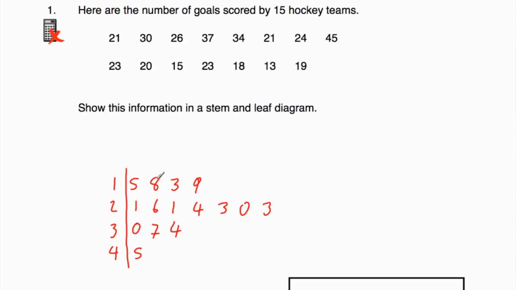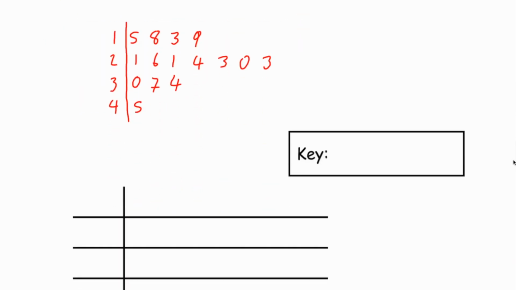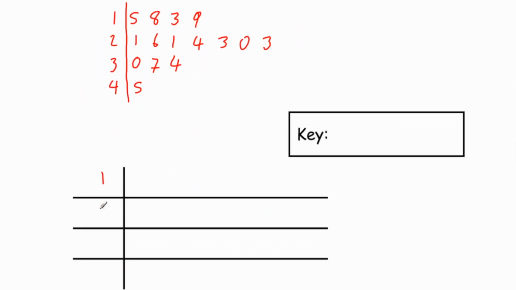Let's just check. We've got 1, 2, 3, 4, 5, 6, 7, 8, 9, 10, 11, 12, 13, 14, 15 numbers. So we've got 15 numbers, and that's what we're given in the question. So that's fantastic. Now we can put them in order. So let's put our 1, 2, 3, and 4 for our 10s. So 10s, 20s, 30s, and 40s. And then we'll look at our leaves in each of the rows and put them in order, because obviously here we had 15, 18, 13, and 19. That's not in order. So we'll put 3, then 5, then 8, then 9. So 3, 5, 8, 9.